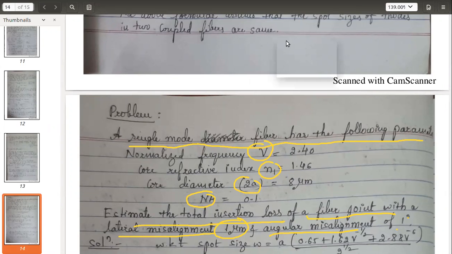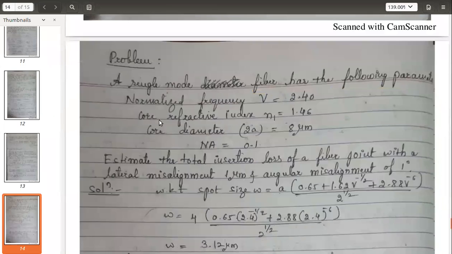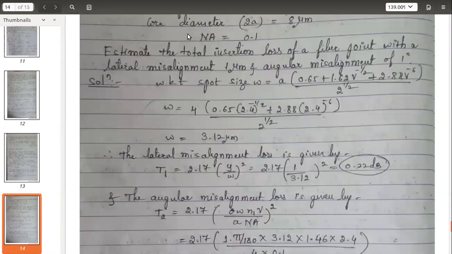Coming to the solution, you already know the equations. TL is equal to 2.17 y by omega. Y is given to you as 1 micrometer. Omega is unknown to you. Coming to angular misalignment, 2.17 theta, 1 degree is given to you. The refractive index n1, V number, core radius and NA are all given. Omega is unknown to you, that is the spot size. For that, first you calculate the spot size. In the question it is not mentioned that this is for the fundamental mode. Hence, you have to calculate omega assuming higher order modes.